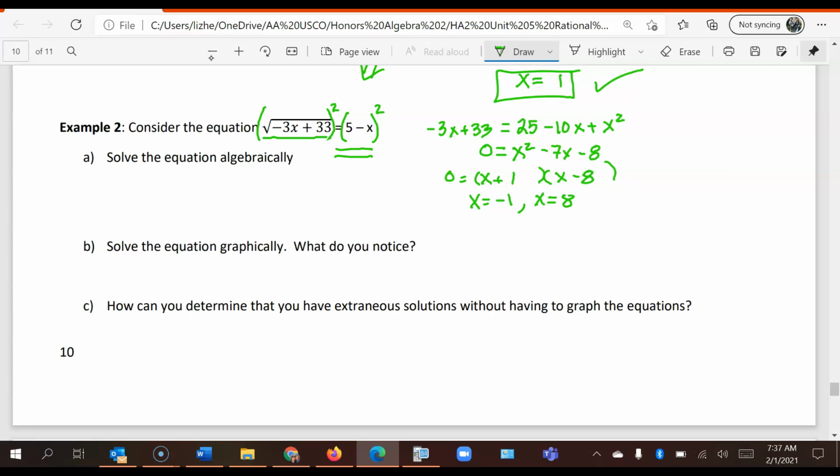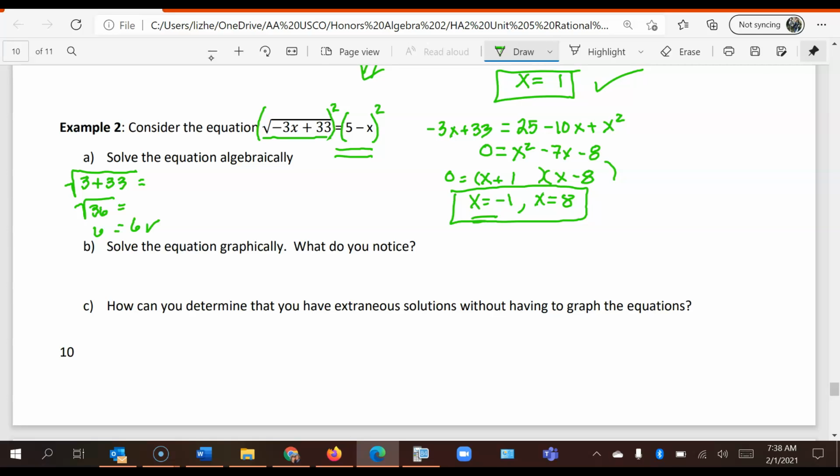Now, let's check those answers. All right. So I'm going to go over here. I will put negative 1 in first. So I have the square root of negative 1 times negative 3 makes 3 plus 33, which is the square root of 36, which is 6. When I put negative 1 over here, I have 5 minus a negative 1 makes 6. So we're good. That one works.